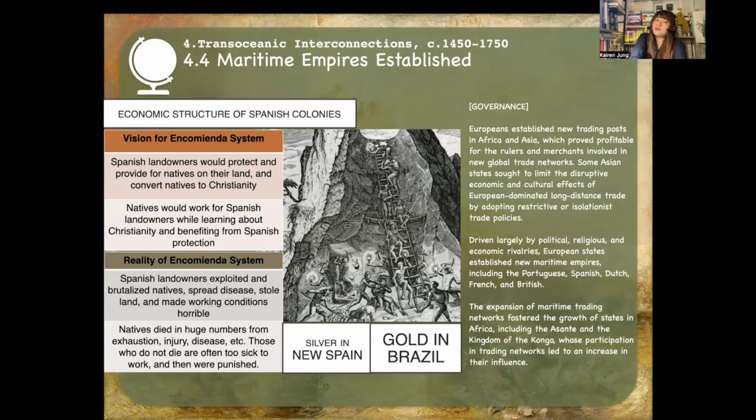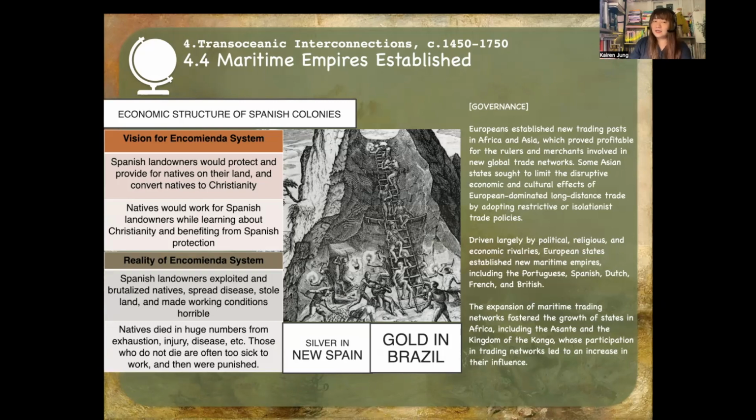When we look a little bit closer at the economic structure of the Spanish colonies, the vision for the encomienda system was that Spanish landowners would protect and provide for natives on their land and convert natives to Christianity, while natives would work for Spanish landowners and learn about Christianity and benefit from Spanish protection.